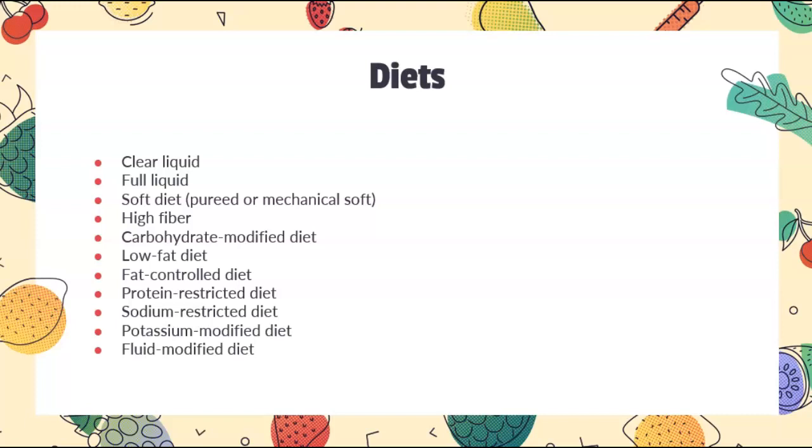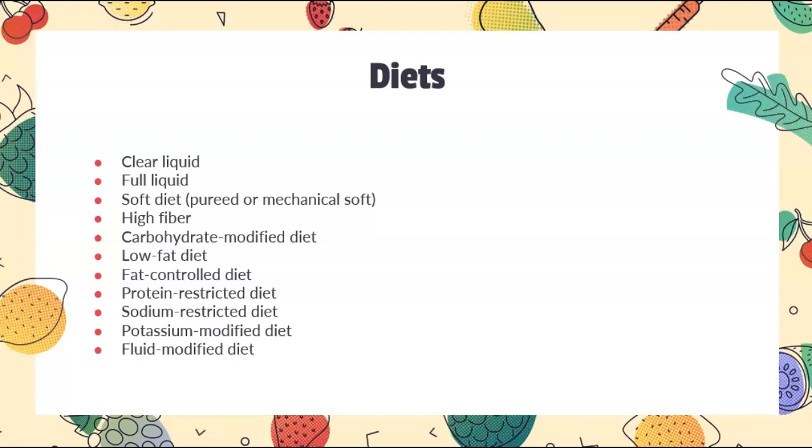Clear liquid diet includes liquids that you can see through, so apple juice, white grape juice, fat-free broth, plain gelatin, tea, or black coffee. A full liquid diet is a transition diet from clear liquid. It has more nutrition than clear liquid, and it can include ice cream, creamy soups, gelatin, pudding, milk, and juice.